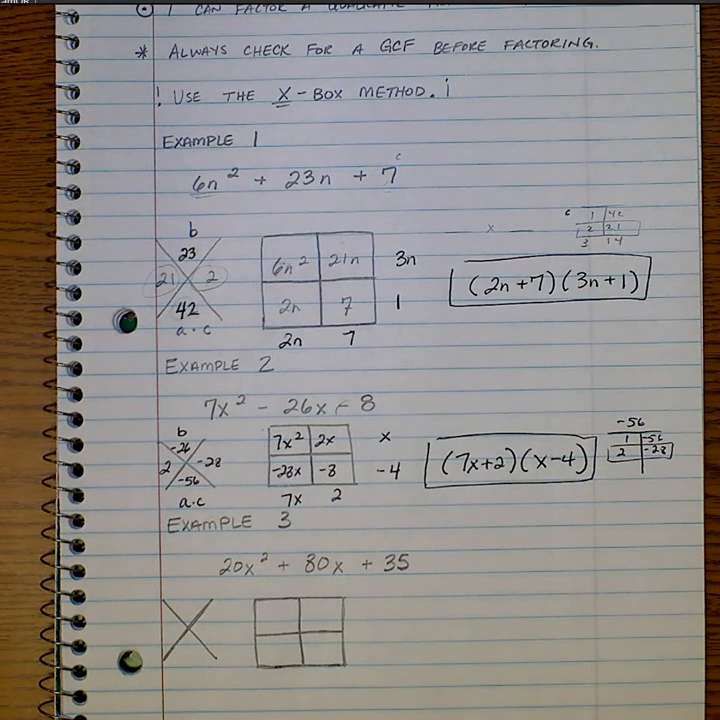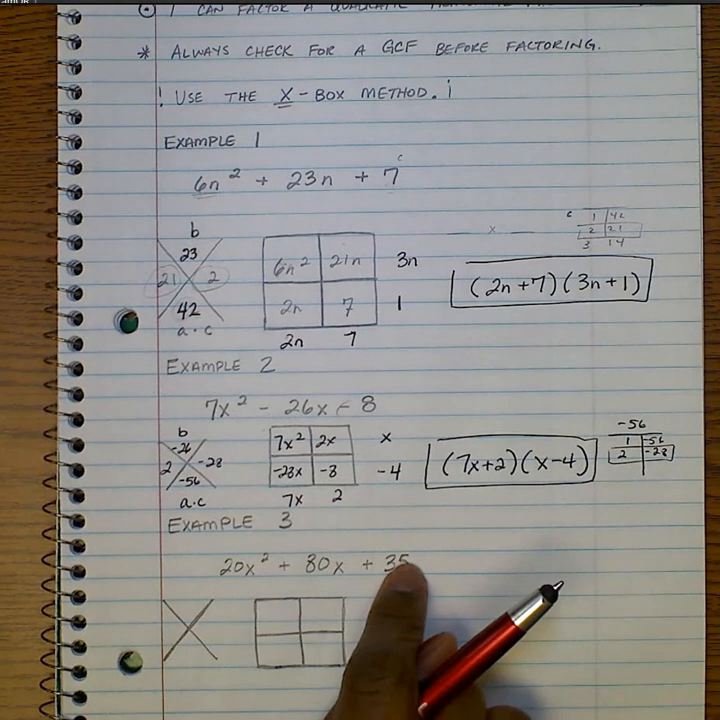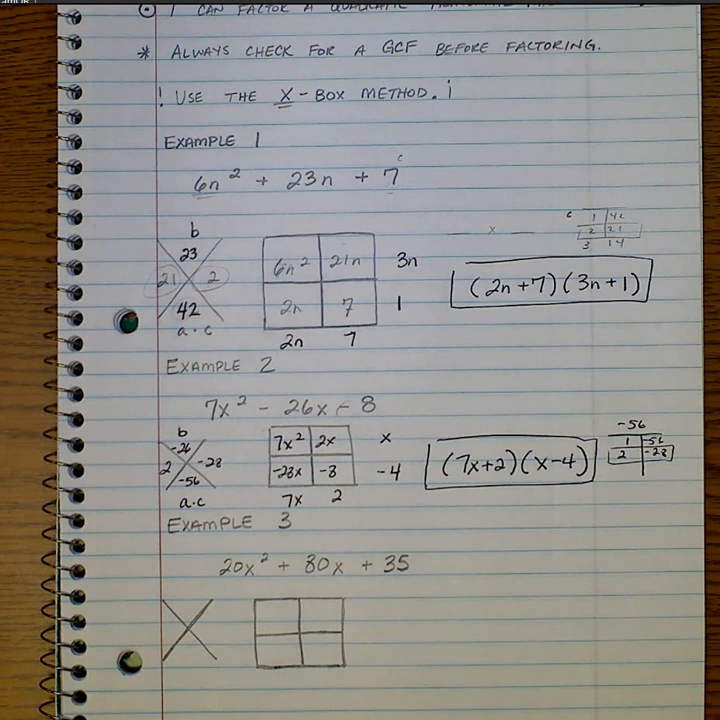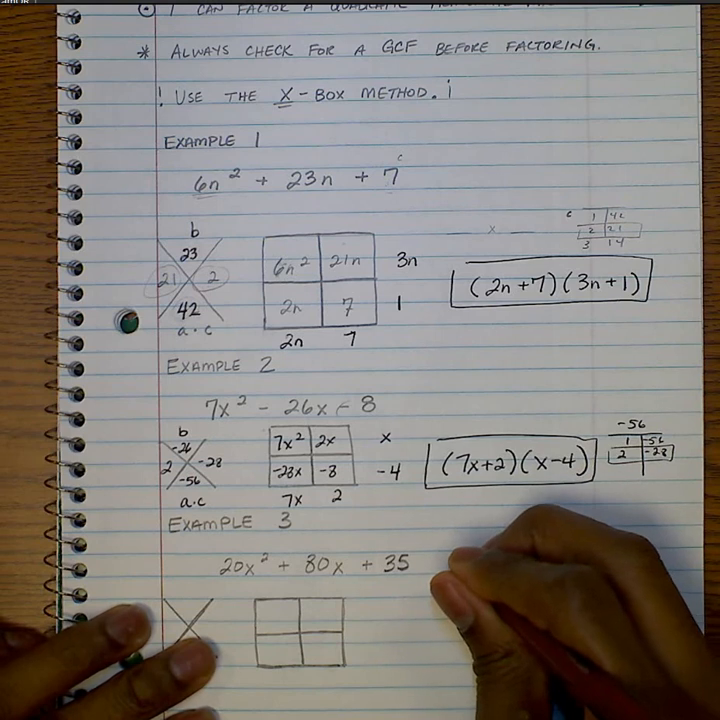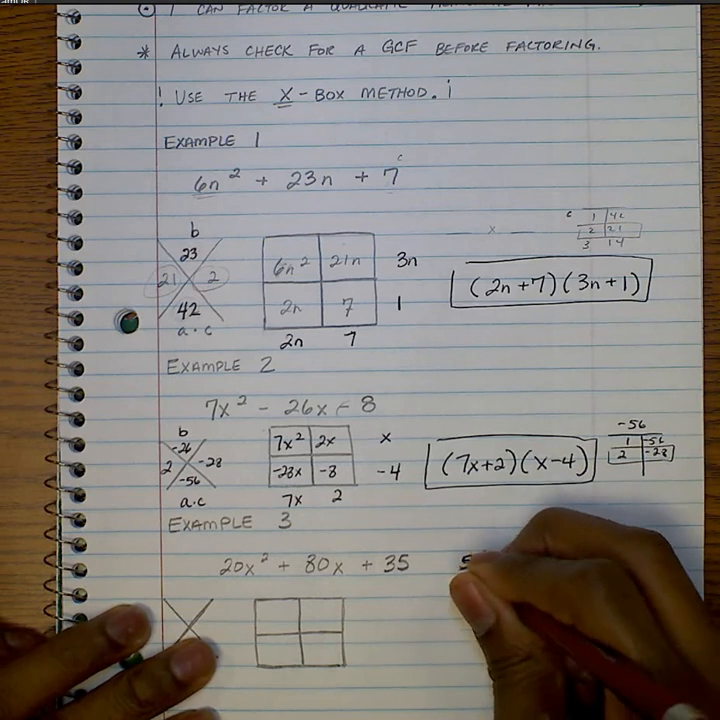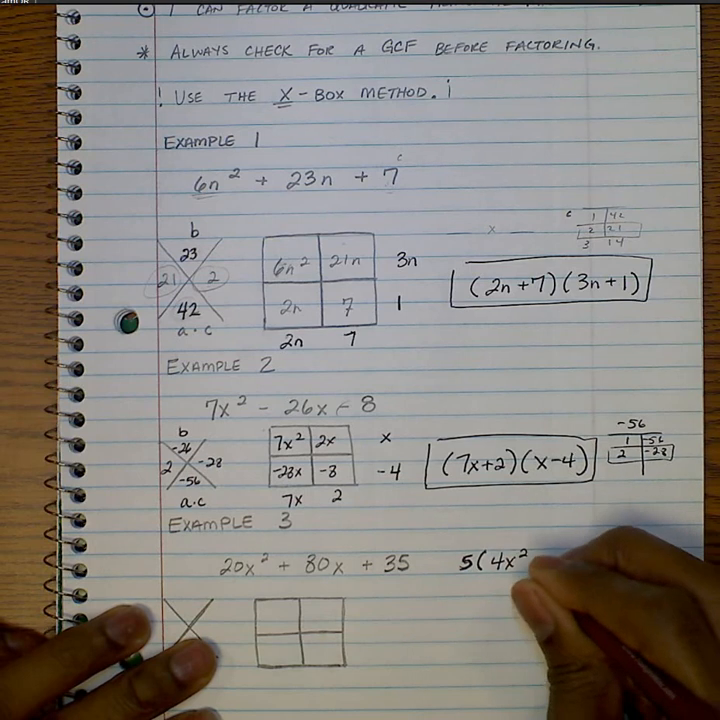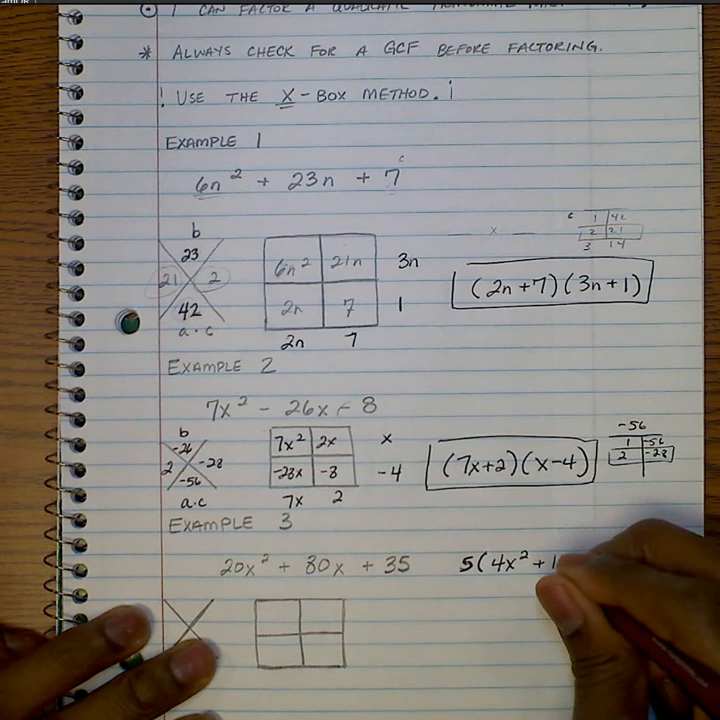Alright, in our last problem, we got 20x squared plus 80x plus 35. And I'm looking at this problem right now, and I see that there's a number that goes into all these values. Okay, there's a GCF, and we need to make sure that we take the GCF out before we continue on and do the box method. So I'm going to factor out a 5 because I see that that's in all the numbers. So 5 factoring out, I'm left with 4x squared plus, what is that, 16x plus 7.